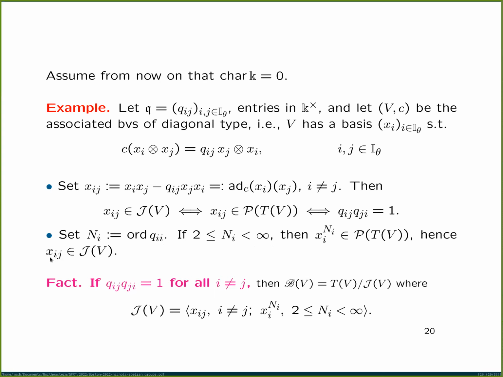Now, there is a fact which is the following. Suppose that qij qji is 1 for all i different from j. Then take the ideal generated by all the xij's which belong to J of V, and add also the powers xi to the ni, which are homogeneous of degree ni, such that this ni is finite and at least 2. Then the ideal generated by all these turns out to be J of V. How do you prove that? You write the PBW basis very easily, and then you check by hand that there are no primitive elements.